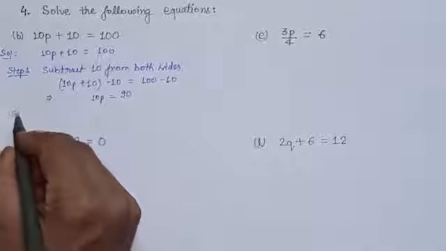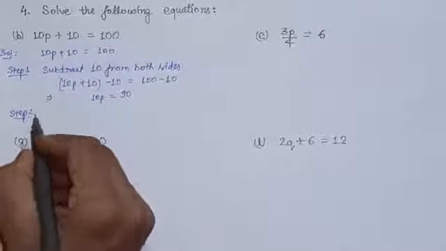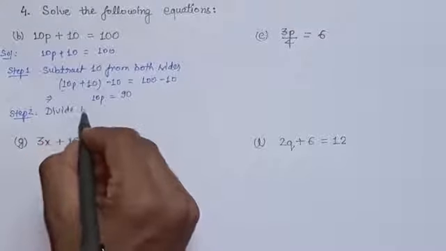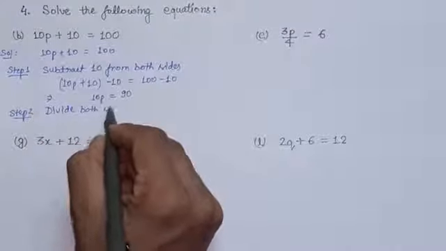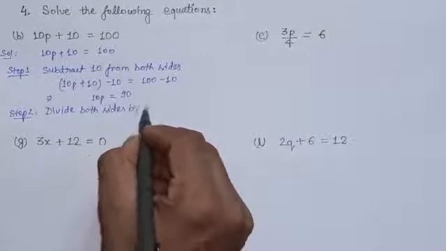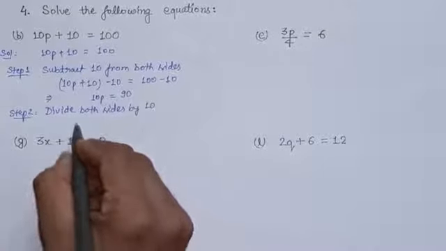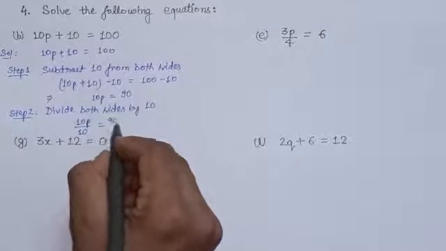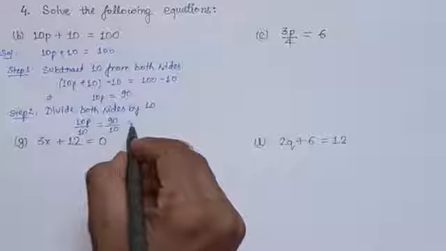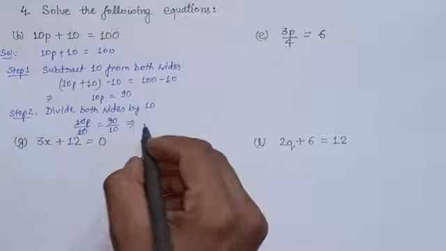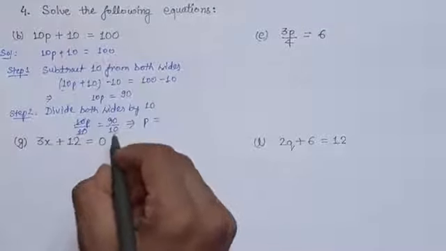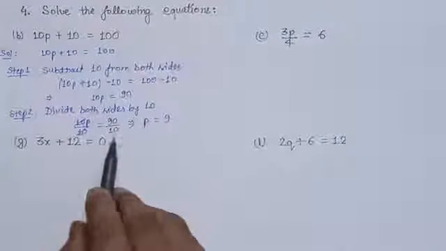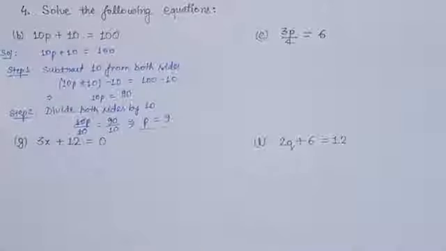So step 2 is to divide both sides by 10. So what we get? 10p by 10 is equal to 90 by 10. So 10p by 10, 10 and 10 cancel out, so we have p, and 90 by 10 is 9. So these are the steps that we have followed, and this is our solution.